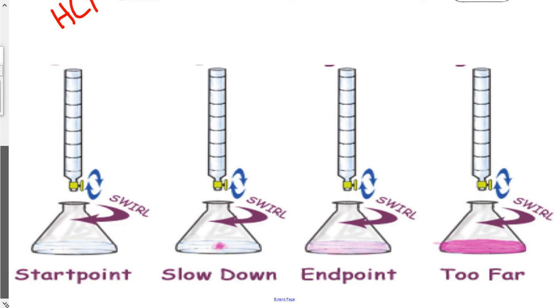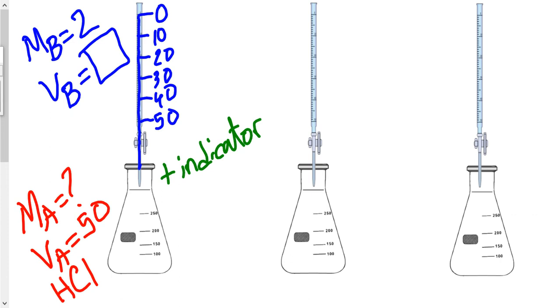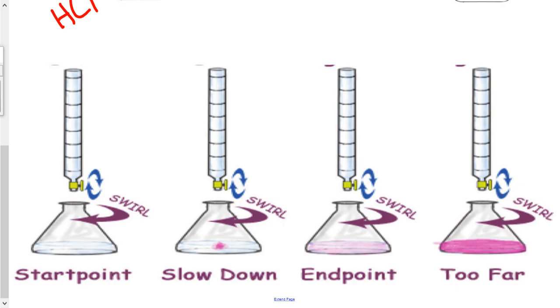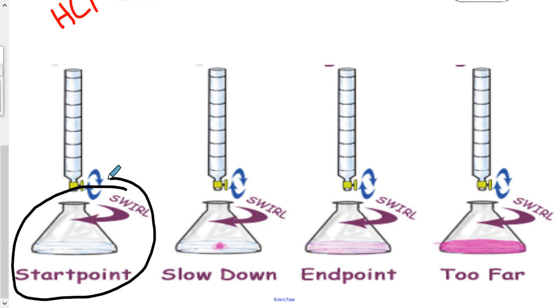So at the starting point, you will have no color whatsoever if you're using phenolphthalein indicator, because it's an acidic solution, and phenolphthalein is colorless in an acidic solution, right? So it's colorless in an acidic solution if you're looking at this part right here. But as you are adding bases to that acidic solution, right? So let's just say you're adding bases drop by dropwise.